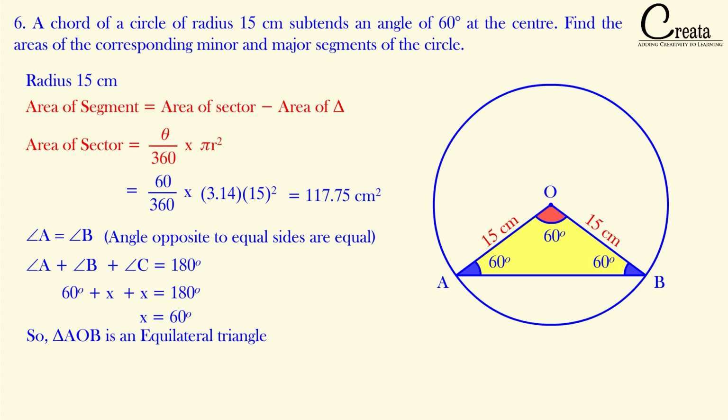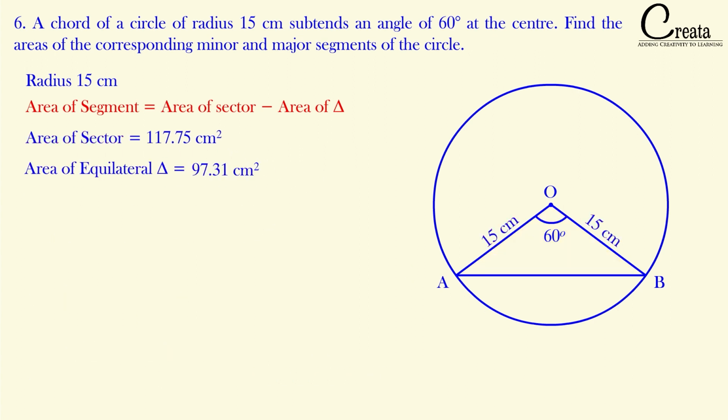So whenever you have a similar case in which the chord is subtending an angle of 60 degree at the center, it means that triangle is an equilateral triangle. All the three sides of an equilateral triangle are equal to each other. And we know the formula of area of an equilateral triangle, that is root 3 by 4 a square, where a is the side of the equilateral triangle. All the three sides of the triangle are equal, so a is equal to 15 centimeter. So let's use the formula. Let's put a as 15. We got area of the triangle as 97.31 centimeter square.